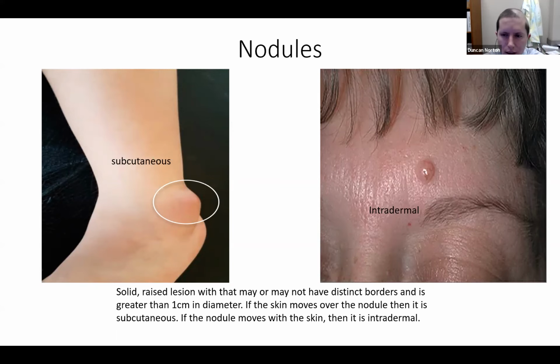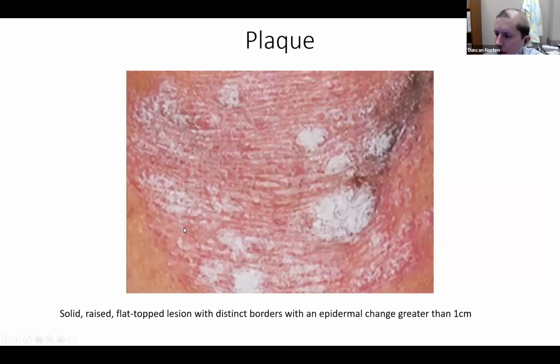Another raised lesion that you will encounter is a plaque. These are solid, they're flat topped. They have very distinct borders most of the time. And they're greater than 1 centimeter. Think of these as an intradermal nodule that meets a patch. That's the way I tend to think of these. This picture right here is a good example of psoriasis. Psoriasis typically has plaques.